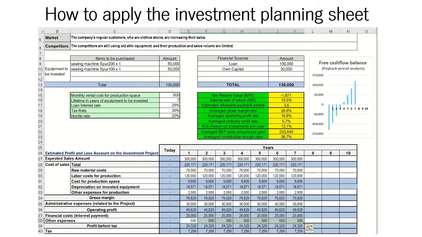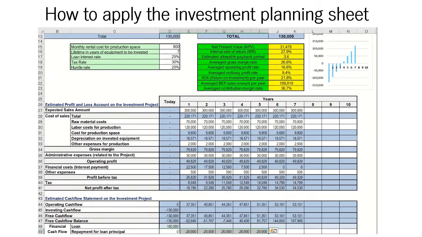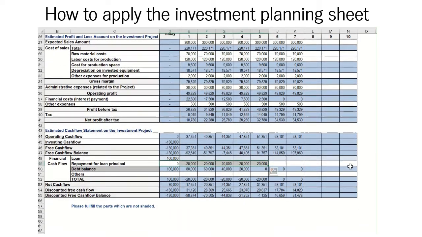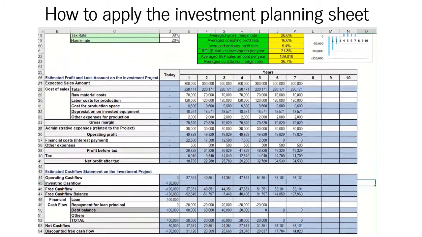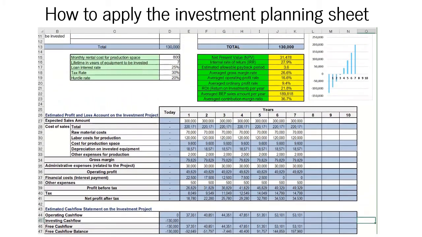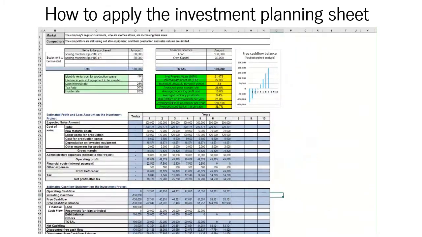Supposing that this investment can generate 300,000 birr every year during the equipment lifetime, this amount should be filled in the line of excessive sales amount. Then, variable costs which will be required for the investment project should be filled in. Finally, the amount for payment of loan principal should be filled in.